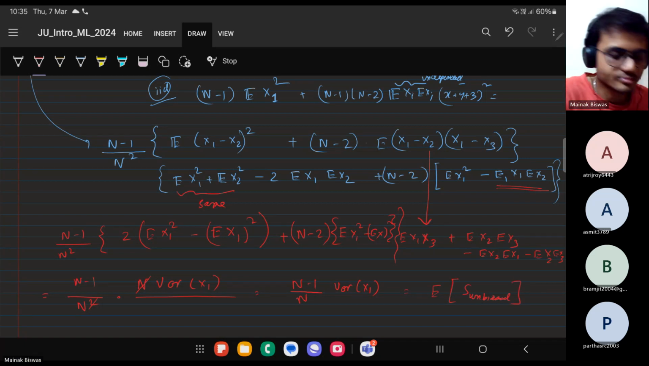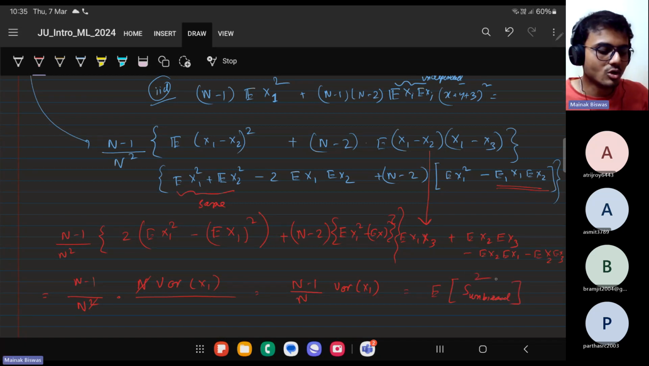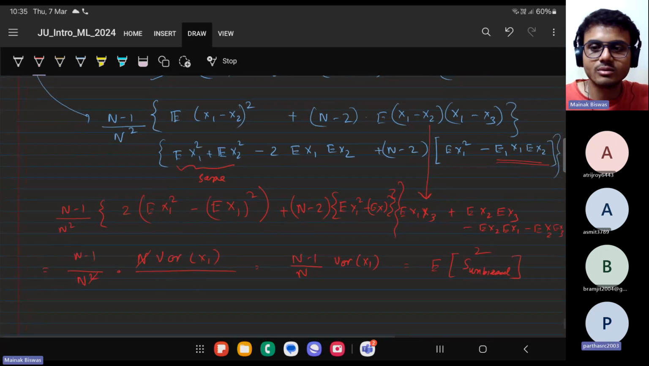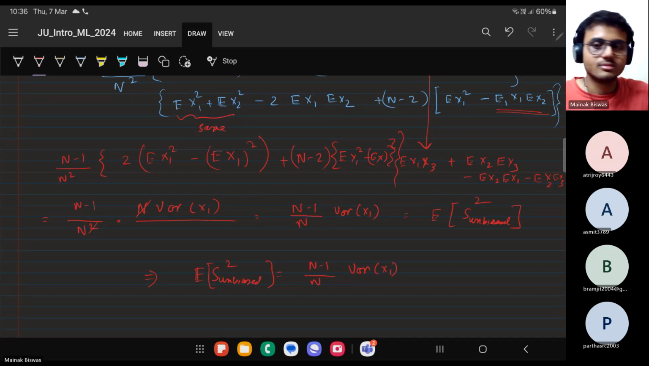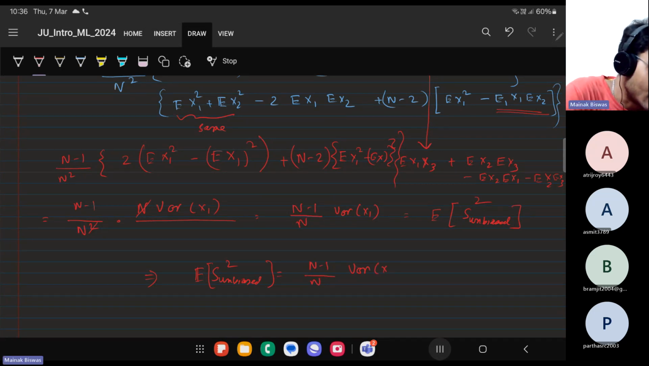Okay. So is this equal to what I needed? Partho, is it okay? Yes, it's okay. If it is not, please do the math. It is just algebra. There are no concepts over here, and I have gone very slow. So see, the expected value of this is n minus 1 by n into variance of xi, right? Which is equal to sigma squared.